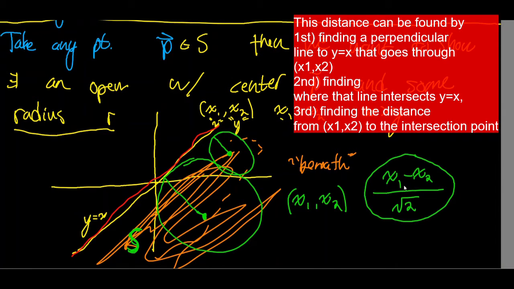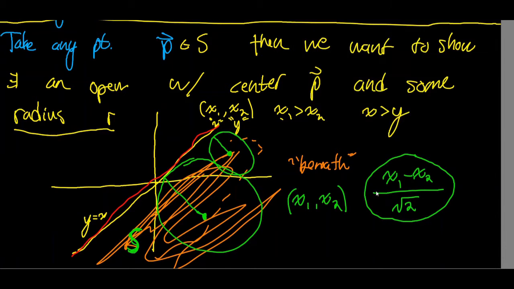So I claim that for each point x1, x2, if I have an open ball centered at x1, x2 with radius x1 minus x2 all over the square root of 2, or a radius smaller than this, then that open ball is entirely contained in S. And since x1, x2 is any arbitrary point in our set S that we're trying to show is open, and since this x1 minus x2 over the square root of 2 depends only on that center point and not on any other value, if I'm able to show that that open ball is contained in S, then I've shown it for any point x1, x2, because x1, x2 is just any general point in S.